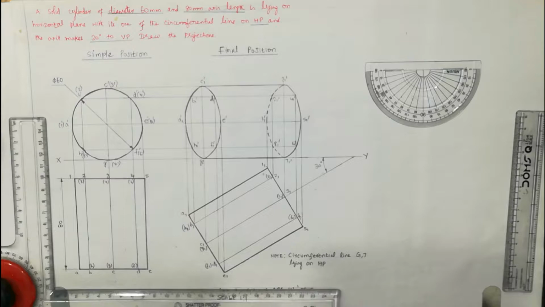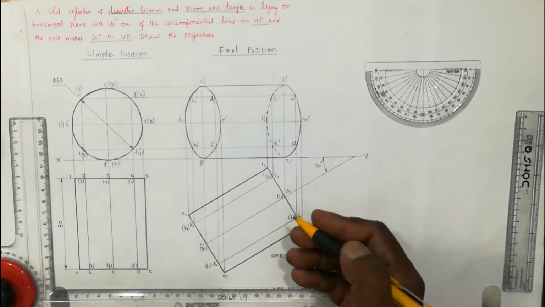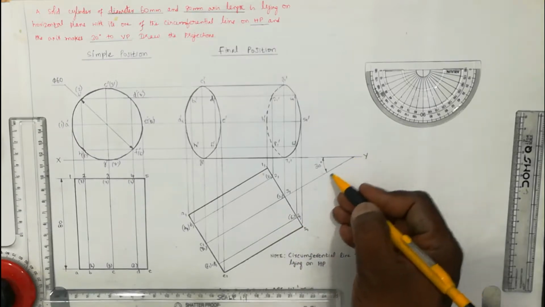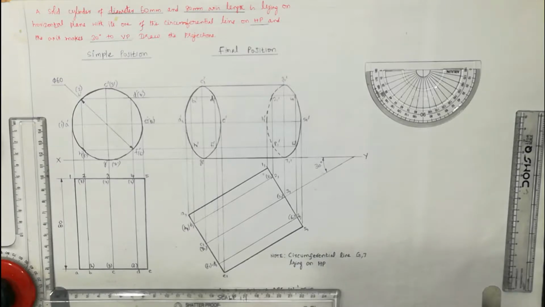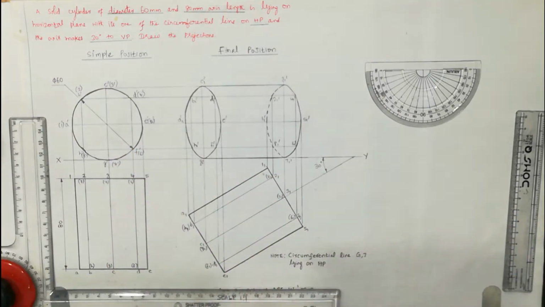So what I want to say is, whenever the axis is inclined to VP, the angle of inclination will come below the XY line. Again I repeat, whenever the axis is inclined to VP, the angle of inclination will come below the XY line. Similarly, whenever the axis is inclined to HP, it will come above the XY line. That is the difference. Based on the previous videos, you can understand this concept.